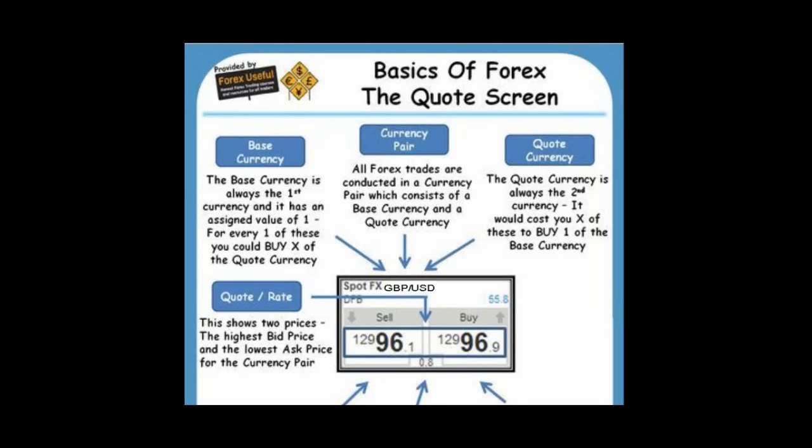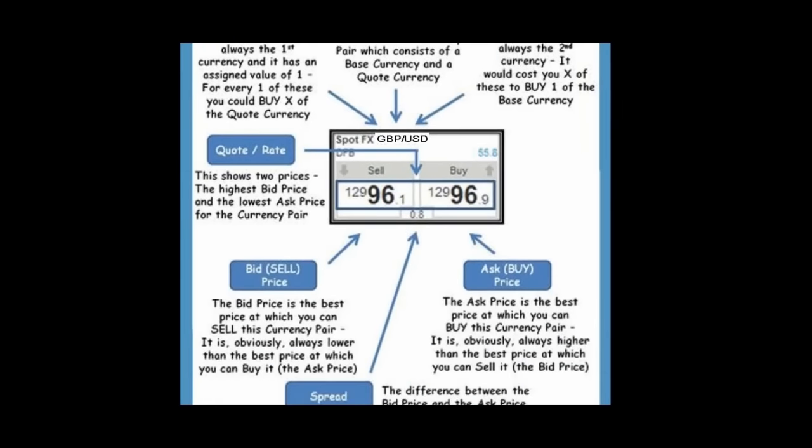A long position means that you want to buy the base currency and sell the quote currency. In our example above, you would want to sell US dollars to purchase British pounds. A short position means that you want to buy quote currency and sell base currency. In other words, you would sell British pounds and purchase US dollars.